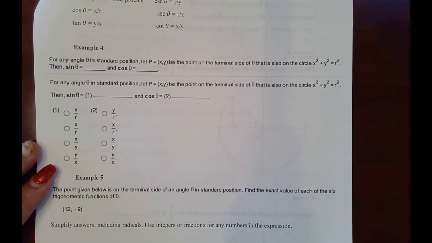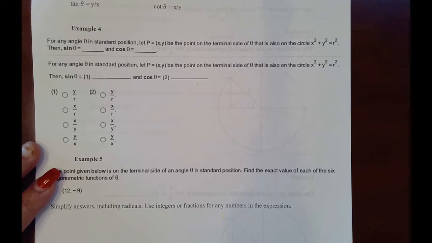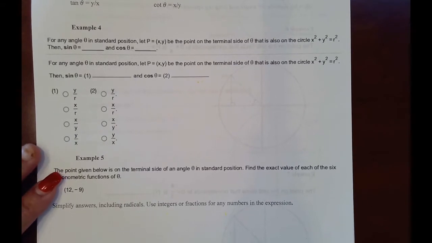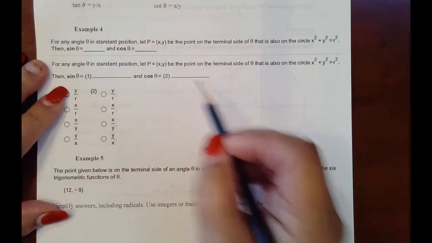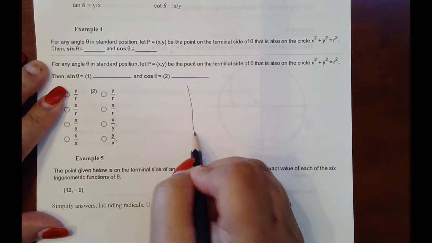Okay, let's take a look at some examples where we can apply some of this information. This says, for any angle theta in standard position, let P be a point with xy coordinates on the terminal side of theta. Picture might be very useful here so you can understand what they're going on about. That is also on the circle x squared plus y squared equal to r. Okay, so what they're talking about is this.